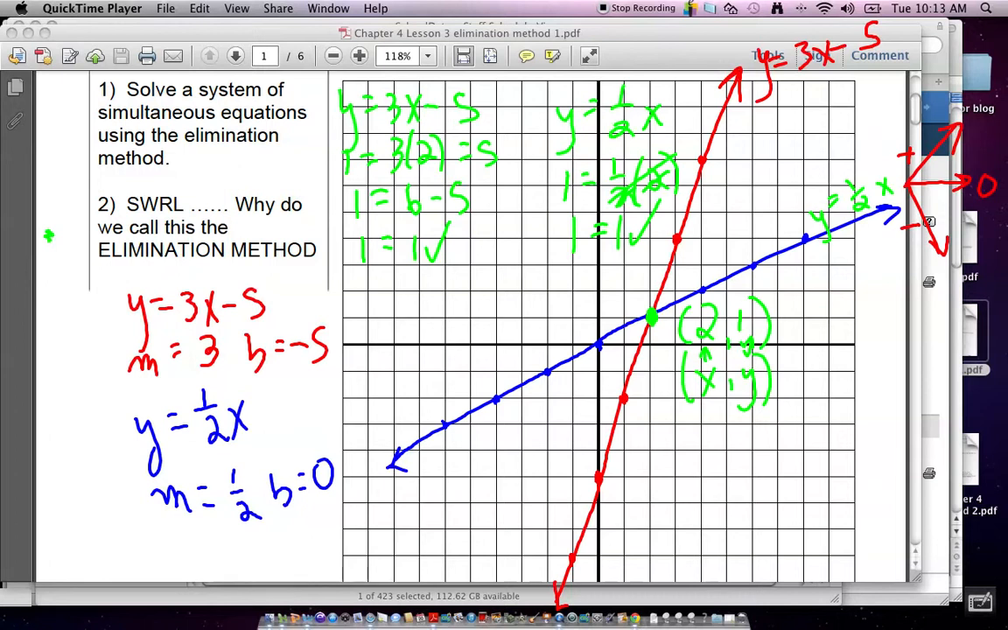Now, how many people got the point 2, 1? We have 4 people in the room who have 2, 1. 5 people, 6 people, 7, 8. Okay, 9. So that means you're in good shape. If you can do the check tomorrow, you should be able to get 100 on the quiz.